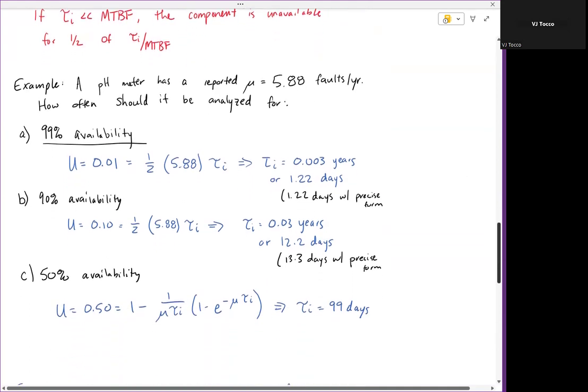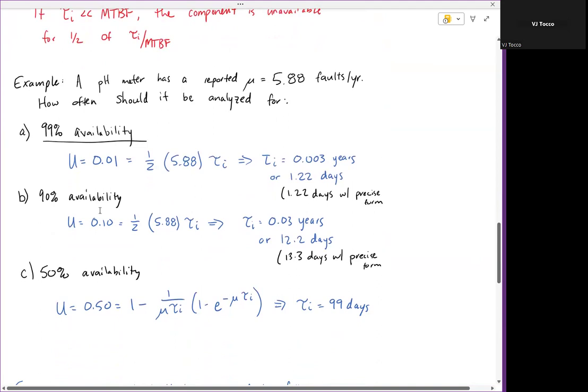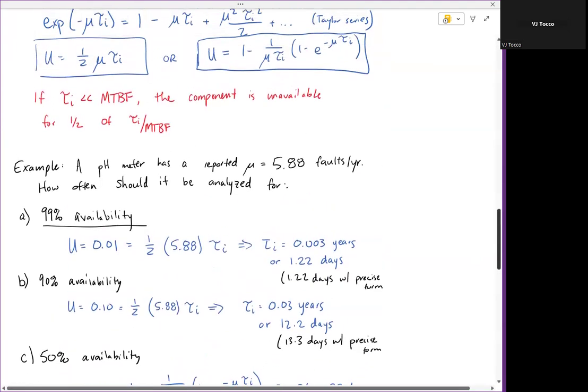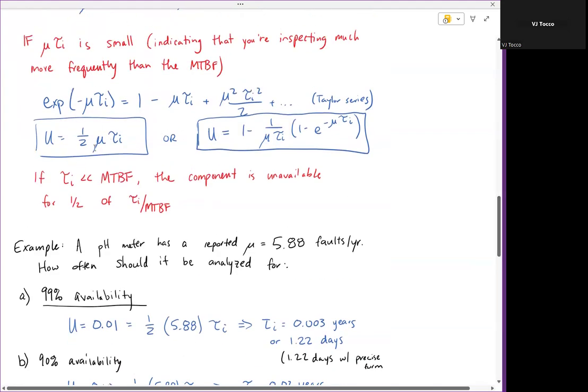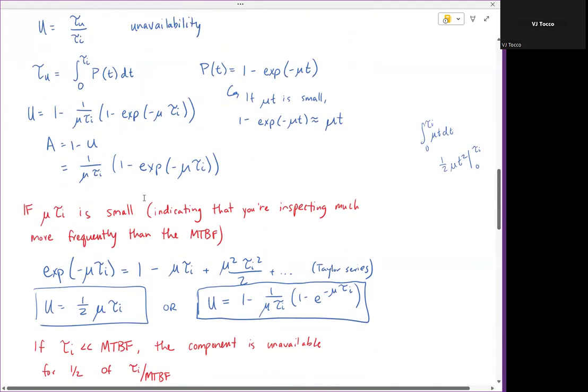So interestingly, I can do the same thing, and I can see how the answer changes for various levels of availability. If I only care that it's available 90% of the time, my answer changes to 12.2 days. Or remember, I don't know if I mentioned this, but there's two forms. This is the approximated form with the mu times Ti being very, very small.